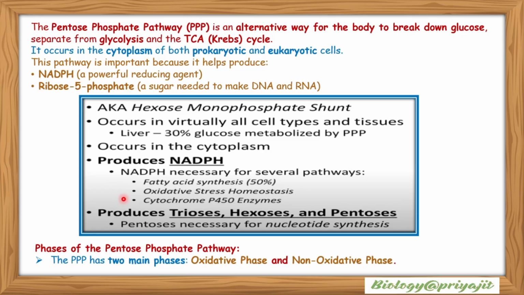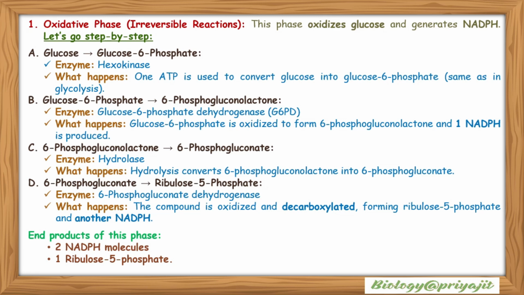Now, we can discuss the phases of the pentose phosphate pathway. Basically, the pentose phosphate pathway has two main phases: the oxidative phase and the non-oxidative phase. The oxidative phase consists of irreversible reactions. This phase oxidizes glucose and generates NADPH. Let's go step by step.